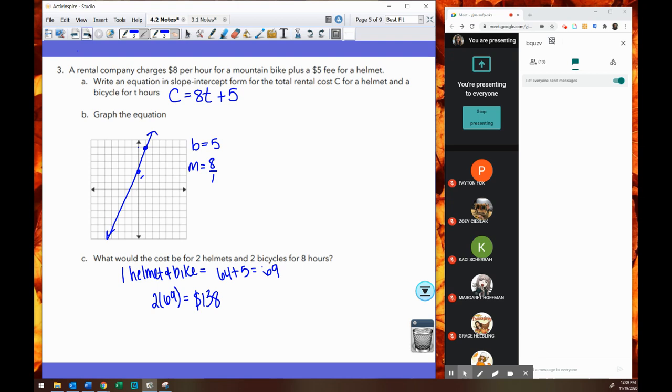And then what would it be for 2 helmets and 2 bicycles for 8 hours? So I found what one purchase would be, and then I multiplied it by 2 because there's 2 of them. You good with that?